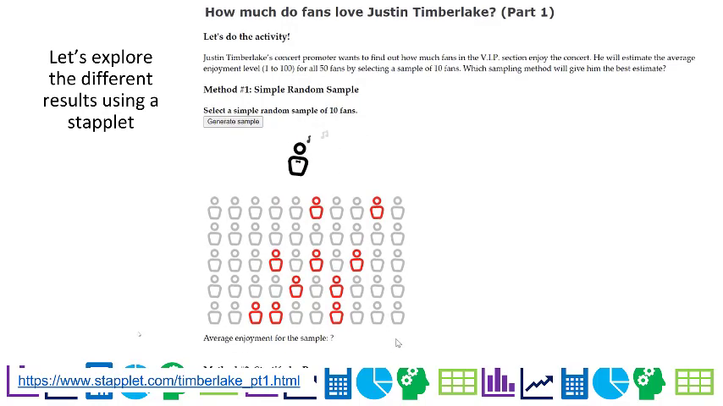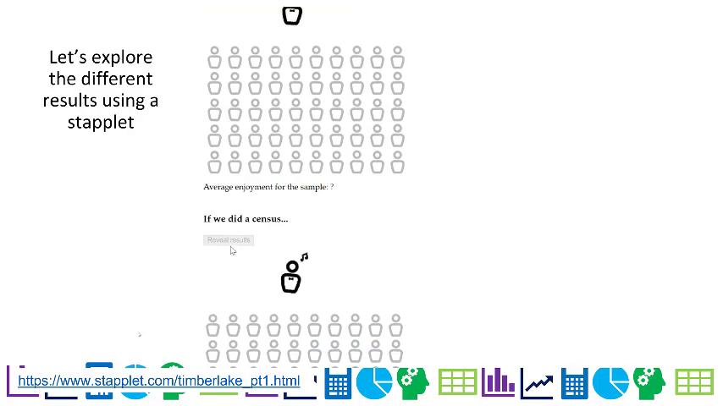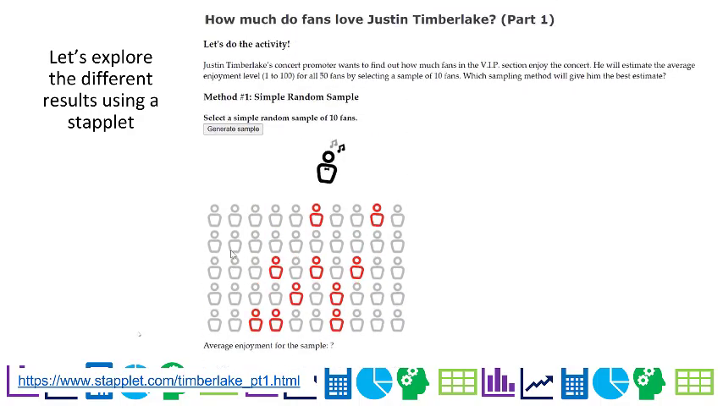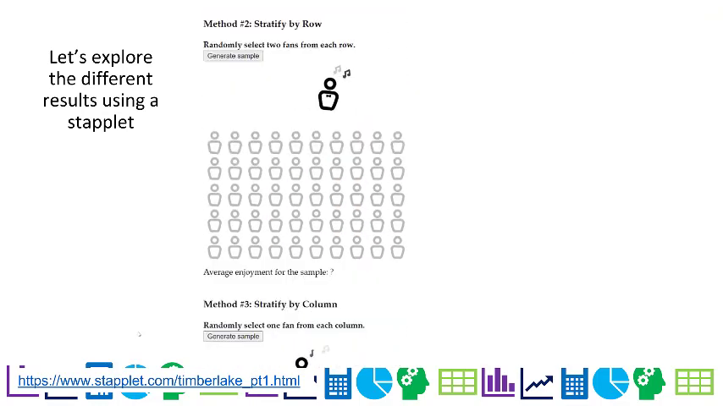Now I'm going to scroll down really quickly just so we can start collecting data. All right, it's going to make me generate another sample. So let me generate a sample for stratified by row just very quickly. Here, as a quick overview, when we stratify by row, we're picking a sample from each row. In this case, we're taking 2 fans from each row. So let me generate a sample here. So you can see I have 2 people in every single row.